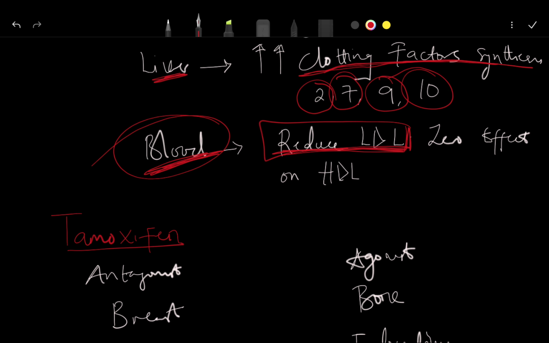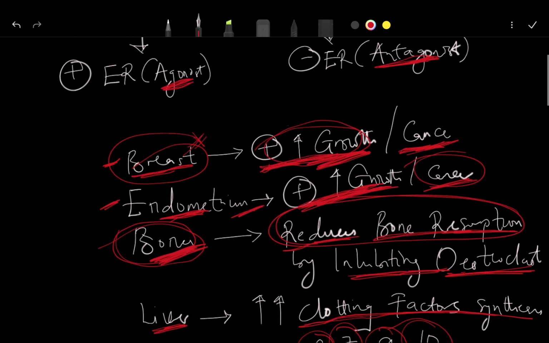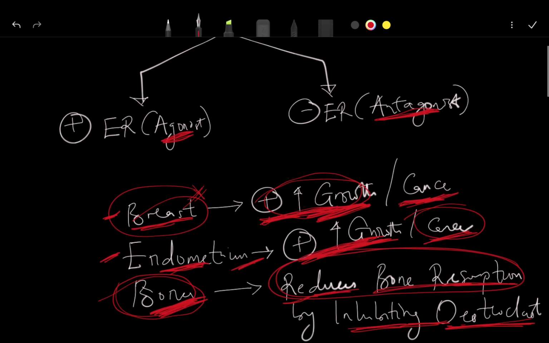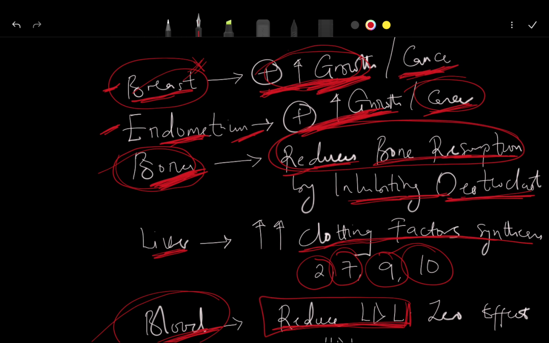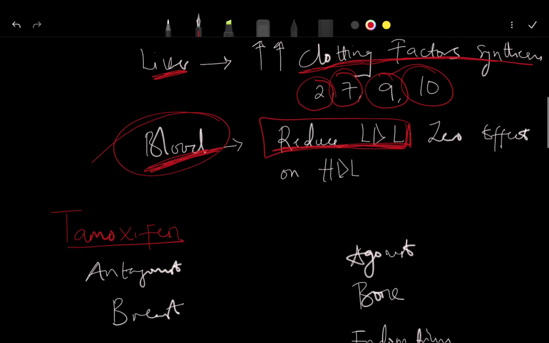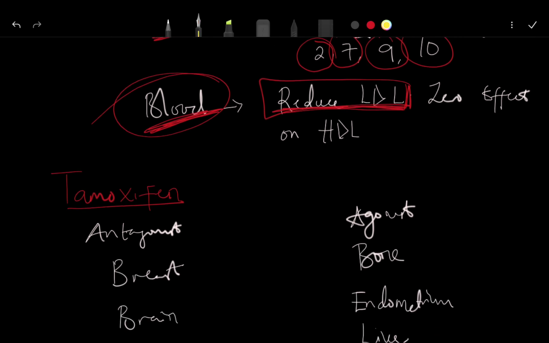Now let's come back to our discussion. We're discussing SERMs, which means that we are discussing drugs that act on these organs. Some of these SERMs, in certain organs, will stimulate, and in certain organs, they will inhibit. The first one we're discussing today is tamoxifen.